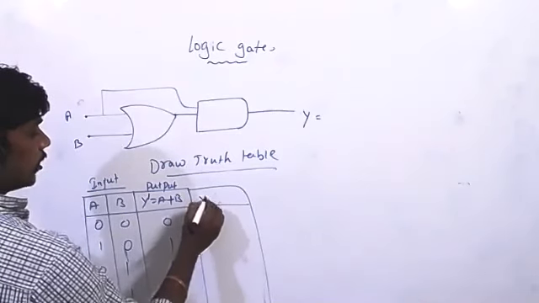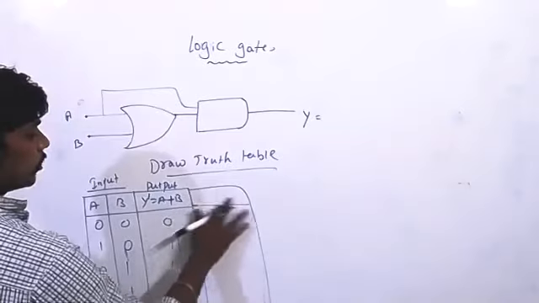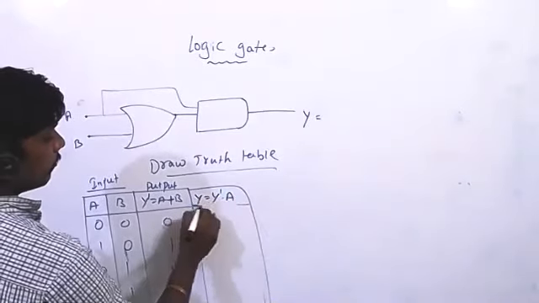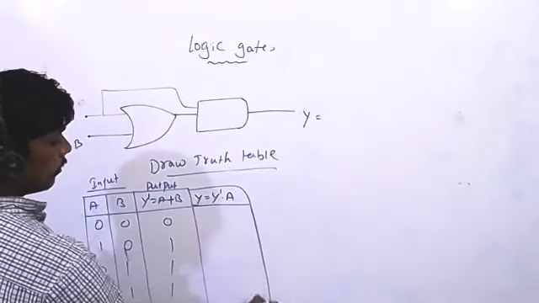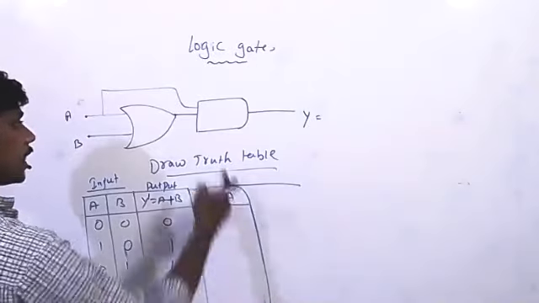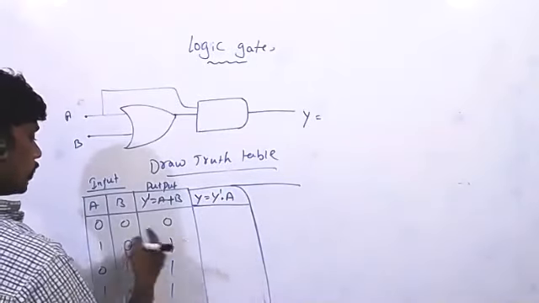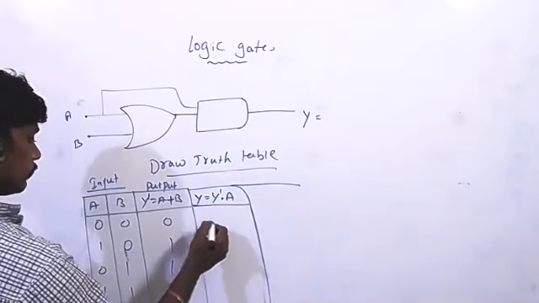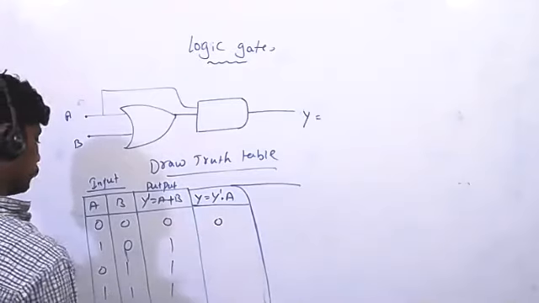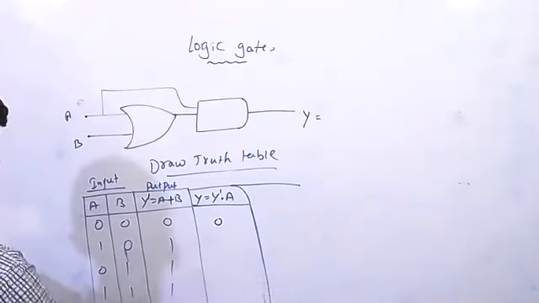Yeah, y dash. Okay. Sorry. So y equal to y dash a. That is the input. Is the AND gate, no? So dot. So 0 into 0. 0 into 0, 0. 1 into 0. 1 into 1 is 1.